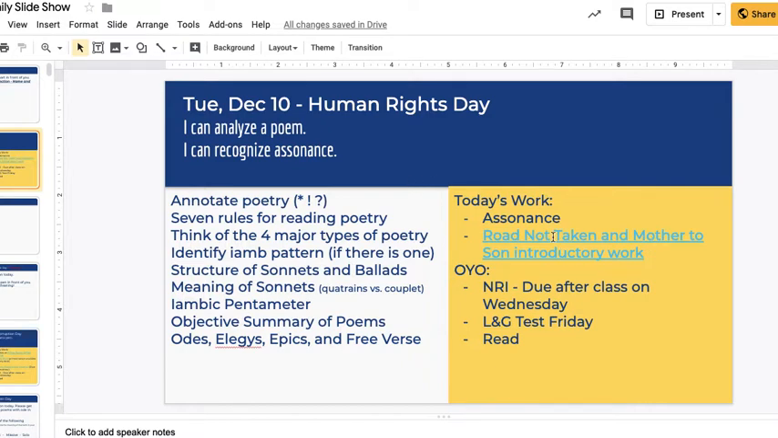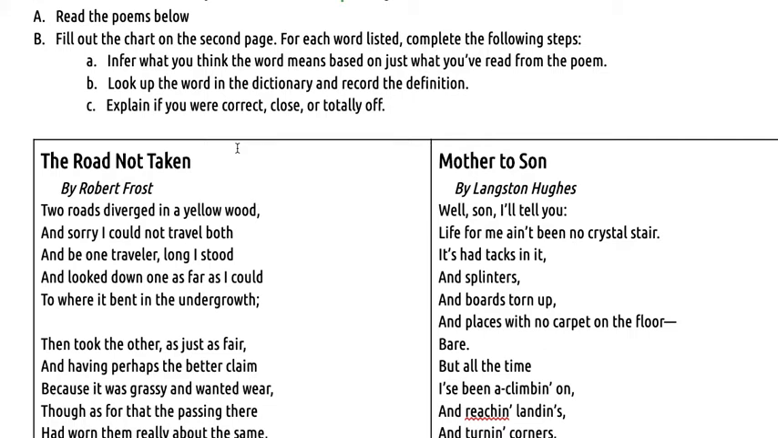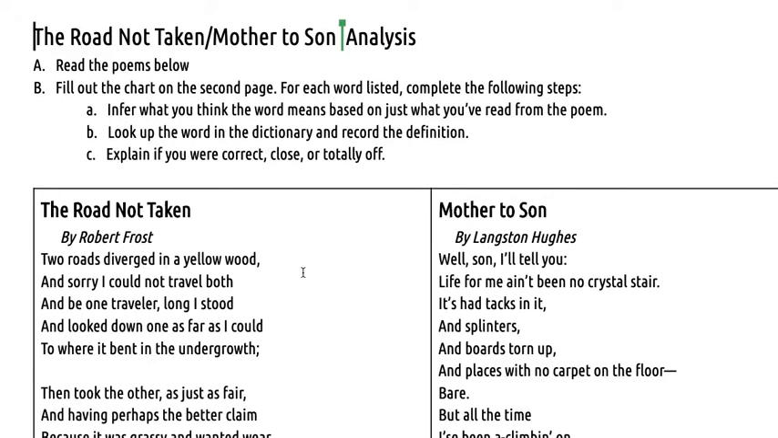We also worked on The Road Not Taken and Mother to Son introductory work. So our goal is to look at these two poems, and we will eventually be analyzing one of the two. Students will have the choice of which one they want to work on. But today we're just going to read the poems using the 7 strategies we've learned.